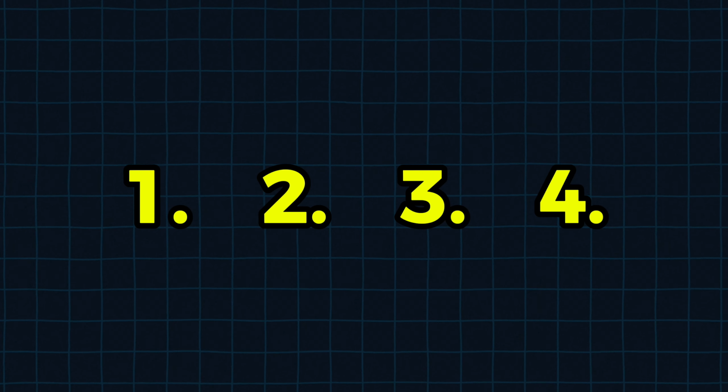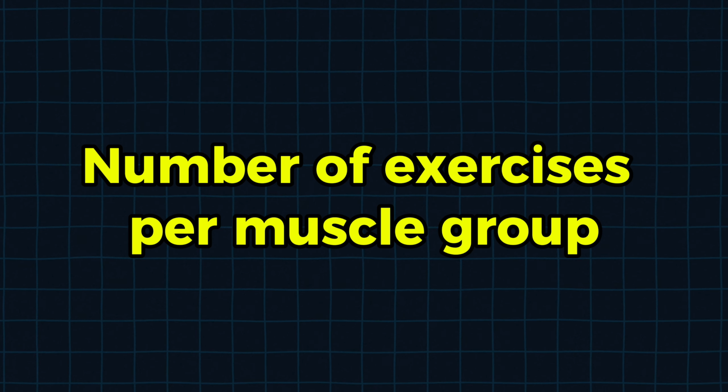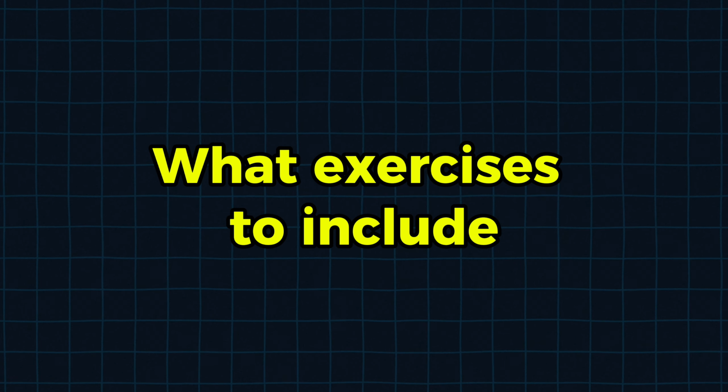In this video, we are going to be going through some extremely important stuff that we first need to understand before we actually start creating a workout program, such as rep ranges, sets per exercise, number of exercises per muscle group, and what exercises to include. And in part 2, that is going to be linked down in the description, we are going to talk about how to actually put this all together and actually create our workout program. But anyways, let's get into the video.